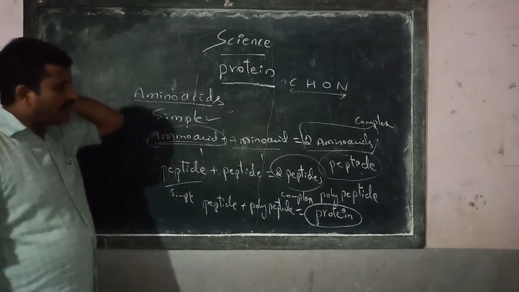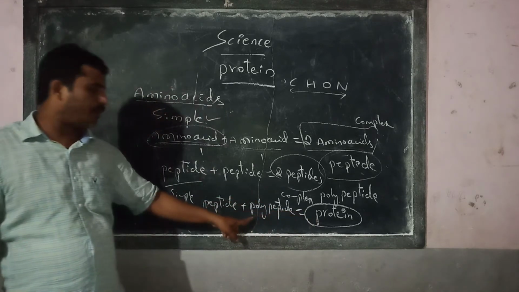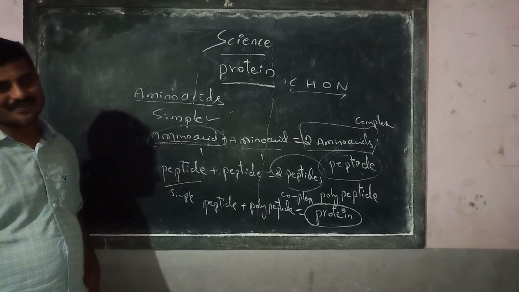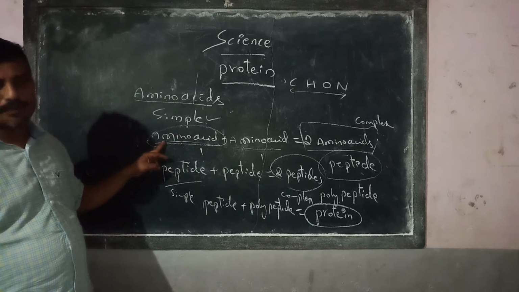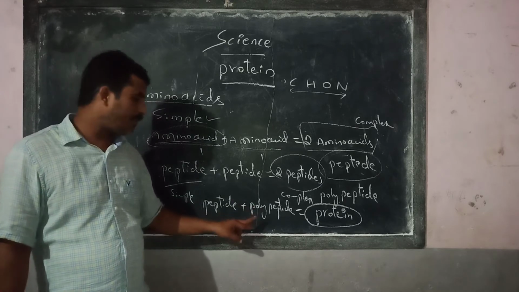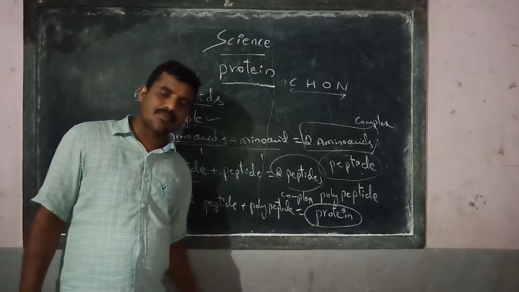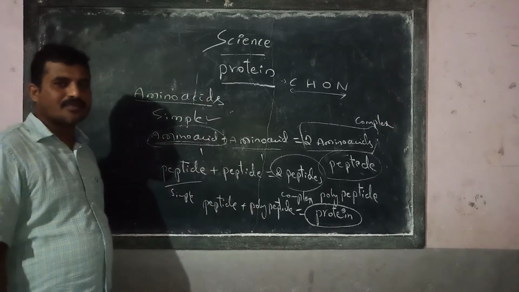So what does it mean? What can we understand? Proteins are made of polypeptides. Polypeptides are made of amino acids. Amino acids are simpler than polypeptides. Polypeptides are simpler than proteins. Peptides are simpler than proteins.